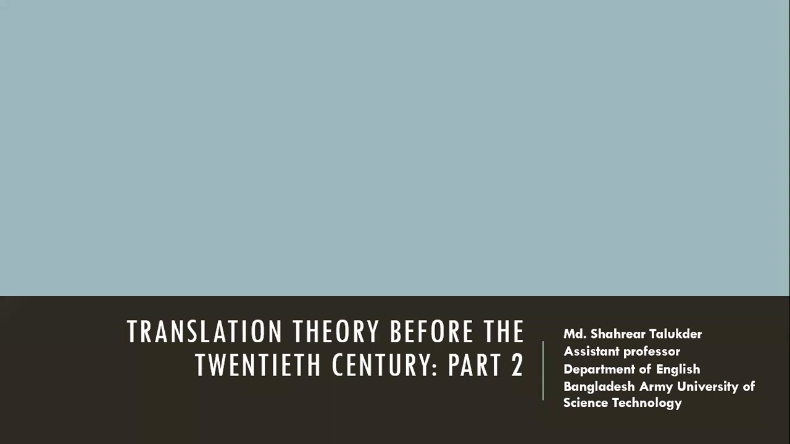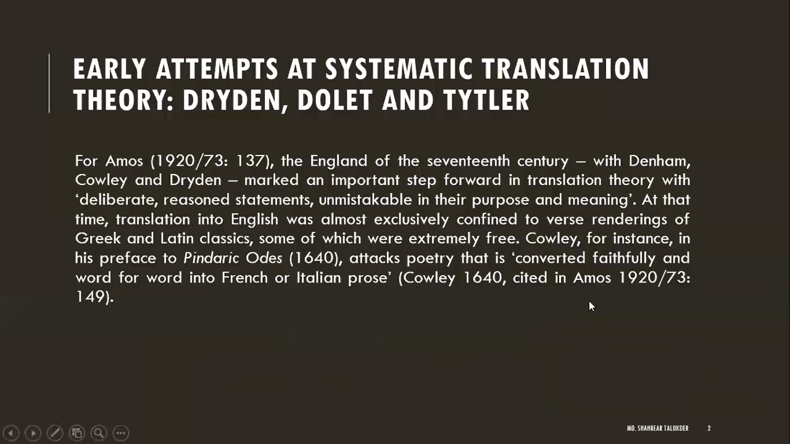Now we can jump to the next slide, the first slide of our today's discussion. So let's see what you have here. Now here you see Early Attempts at Systematic Translation Theory by Dryden, Dolet, and Tytler. Now let's see, for England of the 17th century, with Denham, Cowley, and Dryden. You know, we are talking about John Dryden. I believe that you have heard the name. He is a very famous poet.